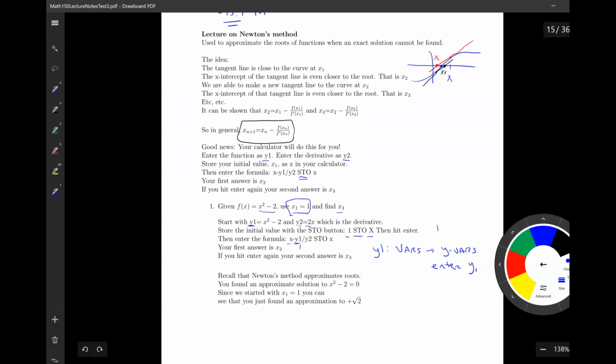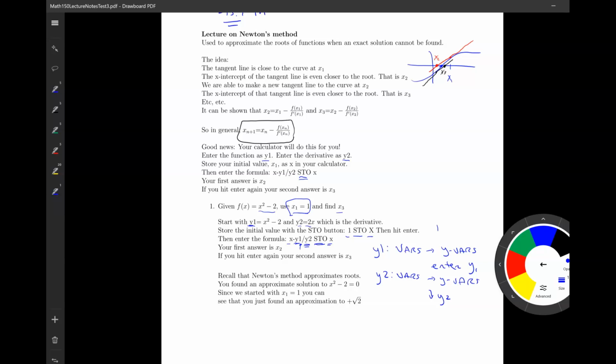Then you'll hit the divide sign. Now we'll want to get to y2. So to do y2, you'll do the same thing. Go to vars, y vars, hit the arrow to get down to y2 and hit enter. Then you want to hit the store button and then the variable x again.